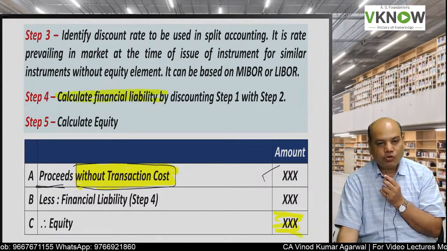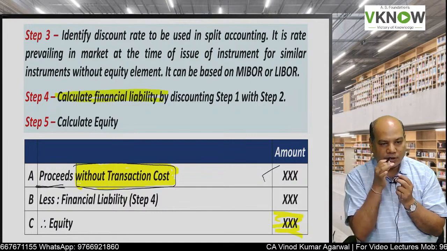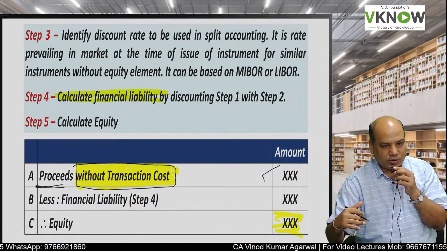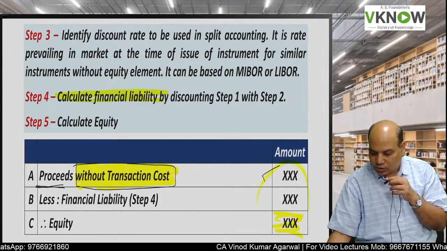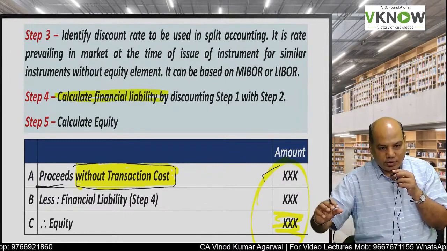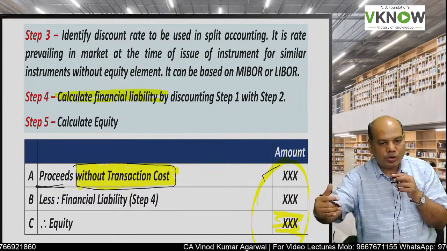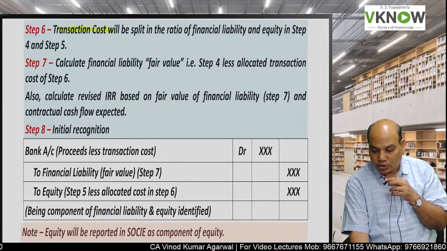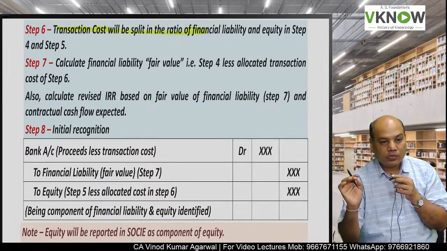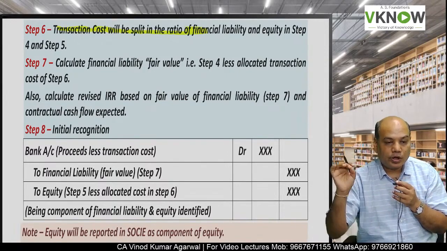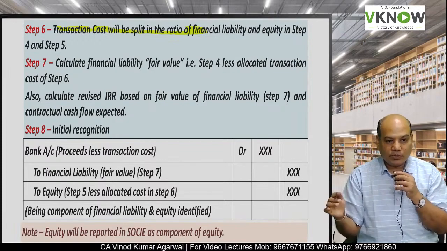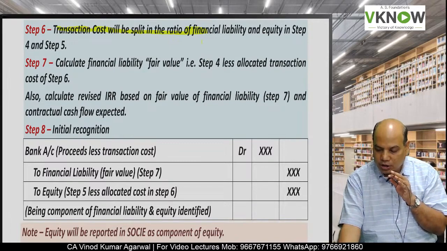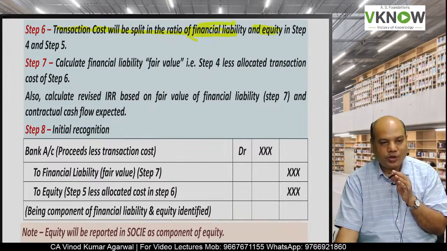So in the exam, two types of questions are asked. One is with transaction cost, one is without transaction cost. If it is without transaction cost, then it is very easy. We have got the equity portion and the liability portion. But if there is transaction cost for the issue of this instrument, then it will be allocated to financial liability and equity.